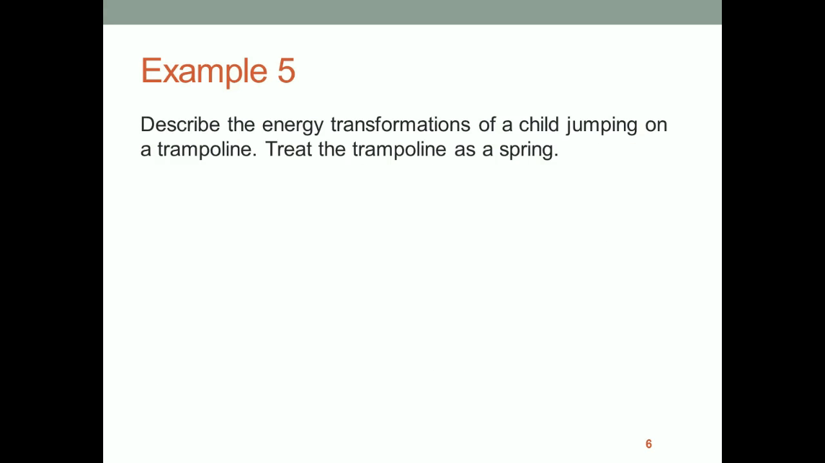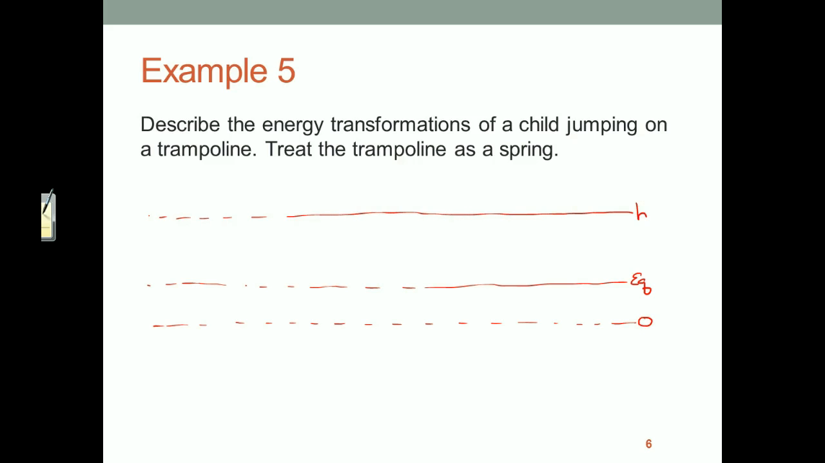Okay. Last example, we have a child jumping on a trampoline. The first thing I'm going to do is define this location here. This is where the trampoline would be unstretched, so that's our equilibrium position. This is going to be the maximum downward of the trampoline. So this is going to be where I let height equal 0. And of course, the child on the trampoline flies up into the air. This is going to be the maximum height.